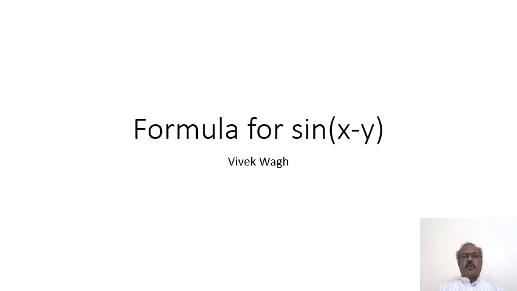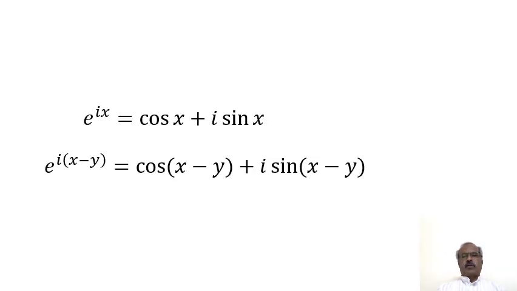In this video, we will look at the formula for sine of x minus y. This is an important formula which is useful for many trigonometric problems and also in waves and motion in physics. We will begin with Euler's formula: e raised to ix is equal to cos x plus i times sin x, where i is the square root of -1.